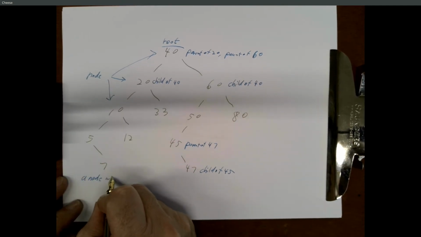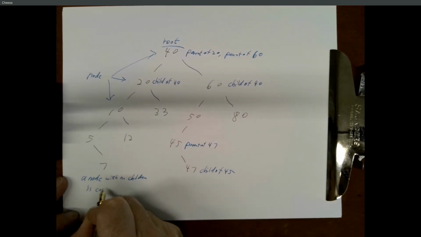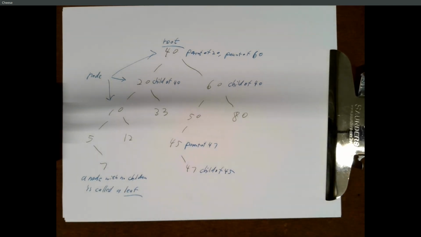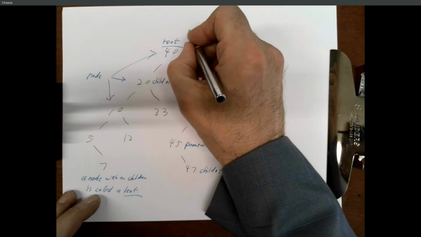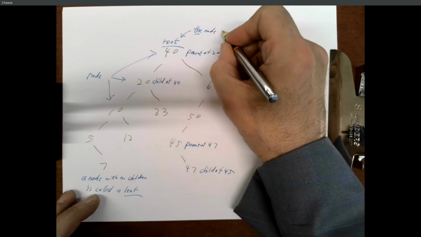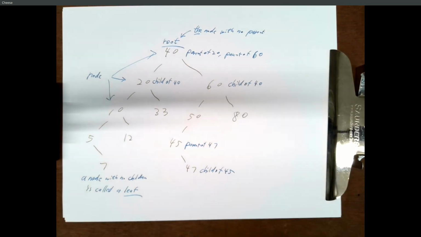A node with no children is called a leaf. In a tree, every branch has more branches coming off of it until you get to a leaf, and then the leaf has nothing else coming off of it. In a simplified view. So a node with no children is called a leaf. The root is the node with no parent. Every other node has a parent.